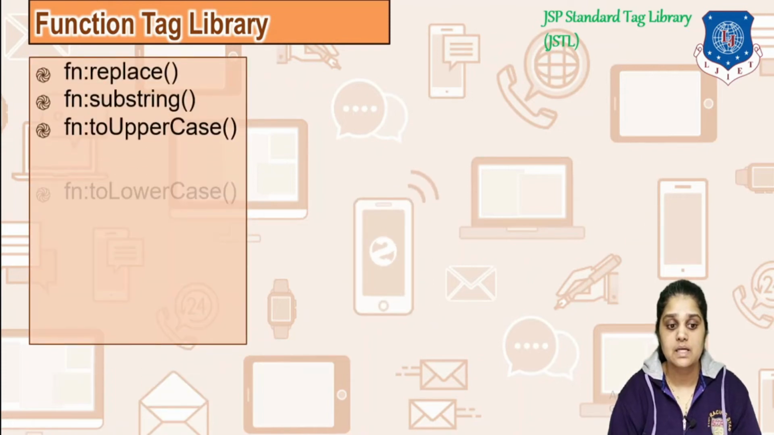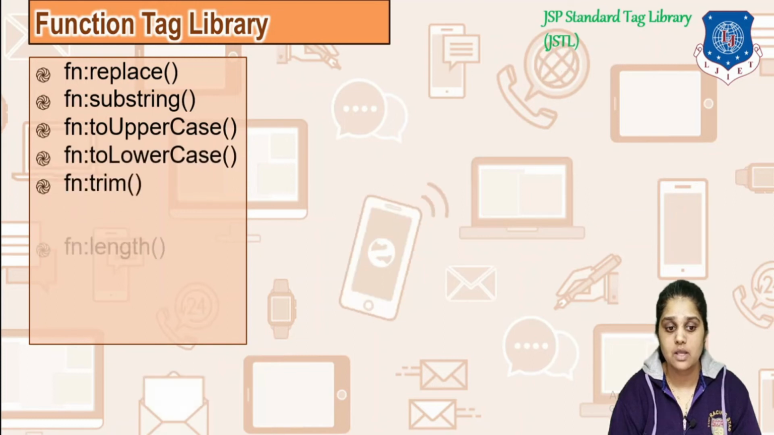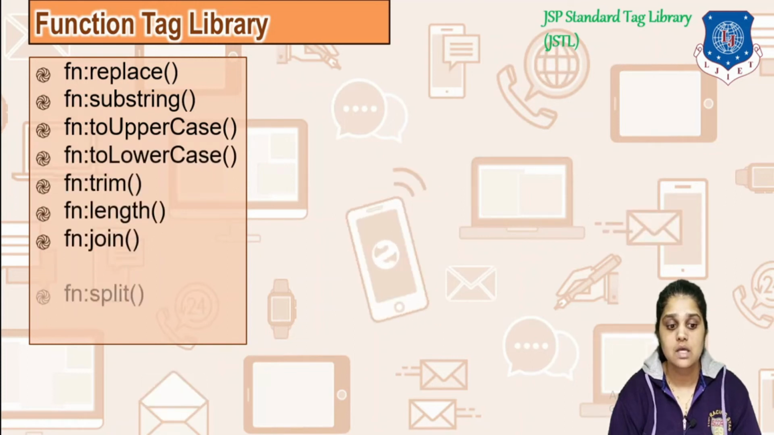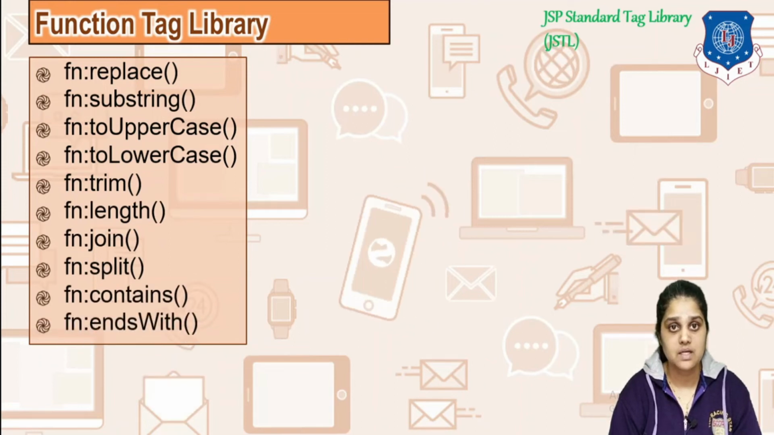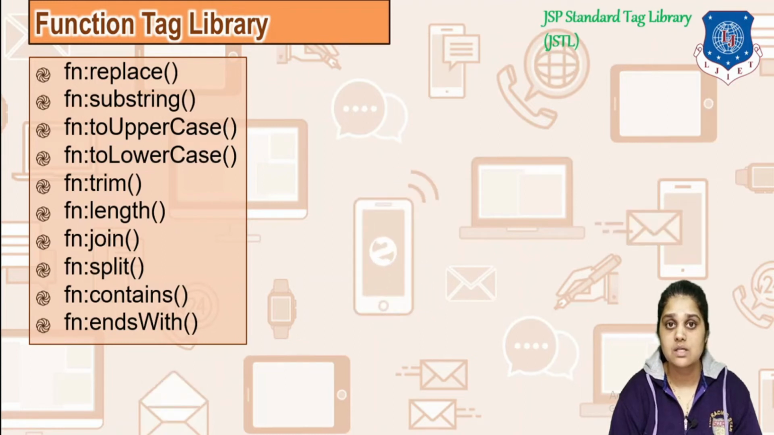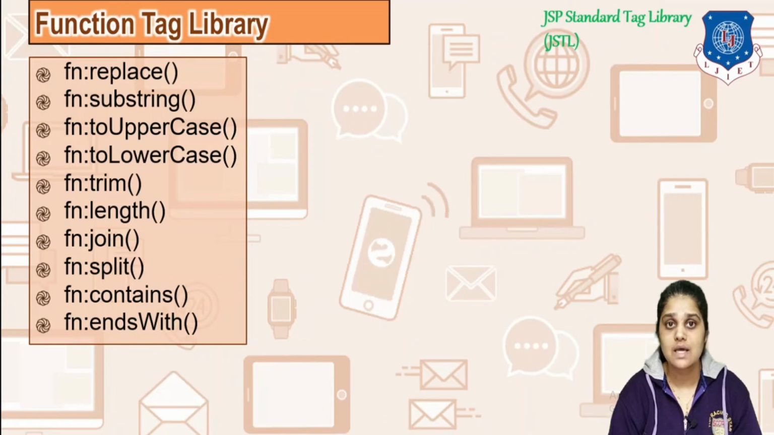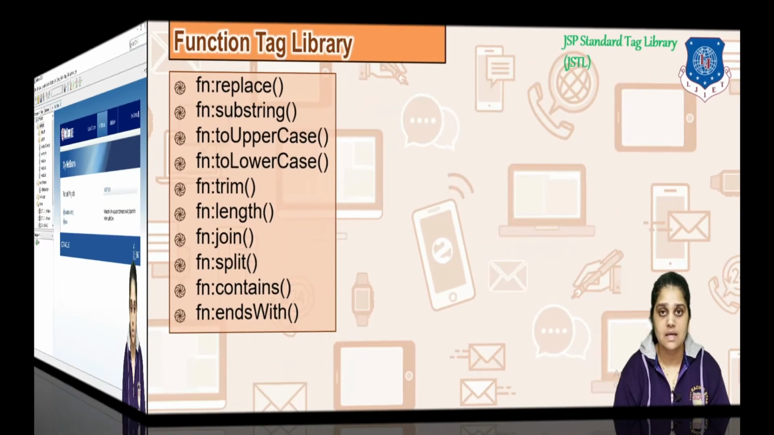You have replace, you have substring, you have conversions to uppercase and lowercase. We can trim the string, we can know the length of the string, we can join as well as split the string, we can check what things are contained in the string, and we can also check whether it ends with a specific substring. So let's begin implementing the various function tag library tags.